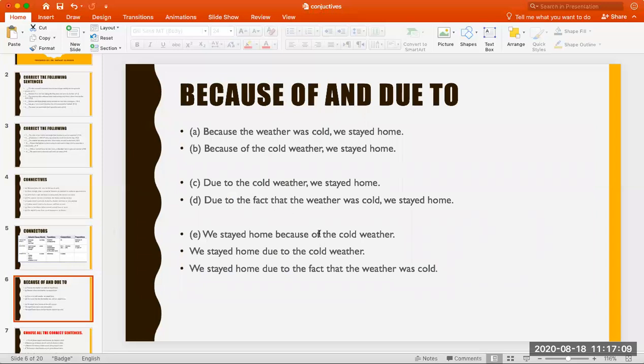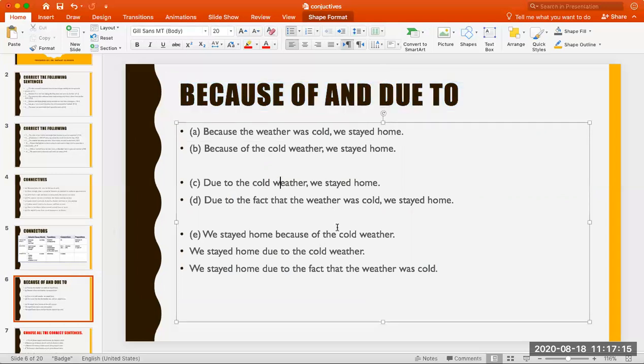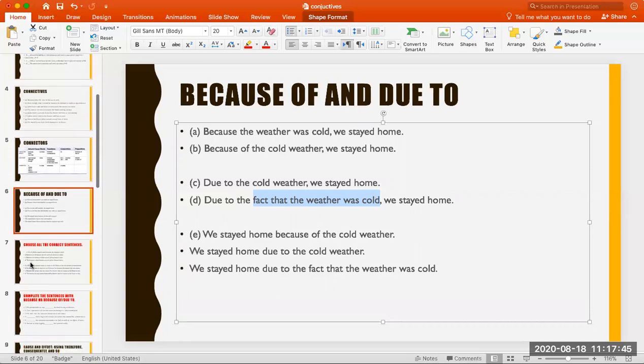Okay, so because of and due to, again, we said these are prepositions followed by phrases. Because the weather was cold, we stayed home. But because of the cold weather, due to the cold weather, or due to the fact that the weather was cold. This is a beautiful expression many students use, but don't overuse it. We stayed home because of the cold weather. We stayed home due to the cold weather. We stayed home due to the fact that the weather was cold. Or we stayed home because the weather was cold.